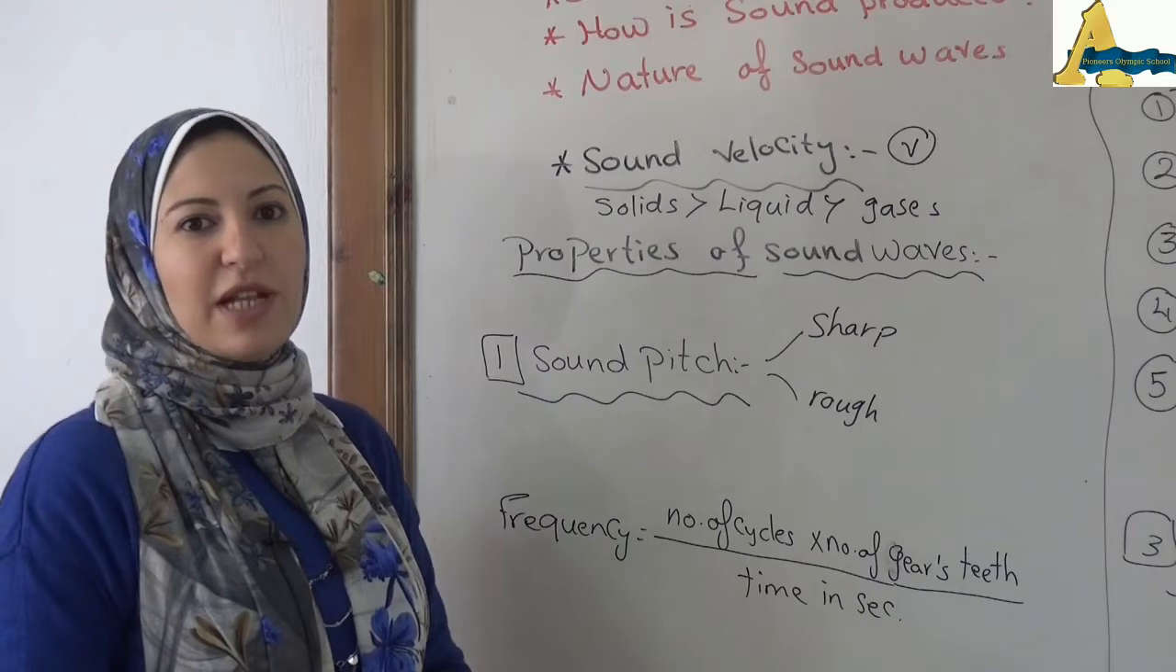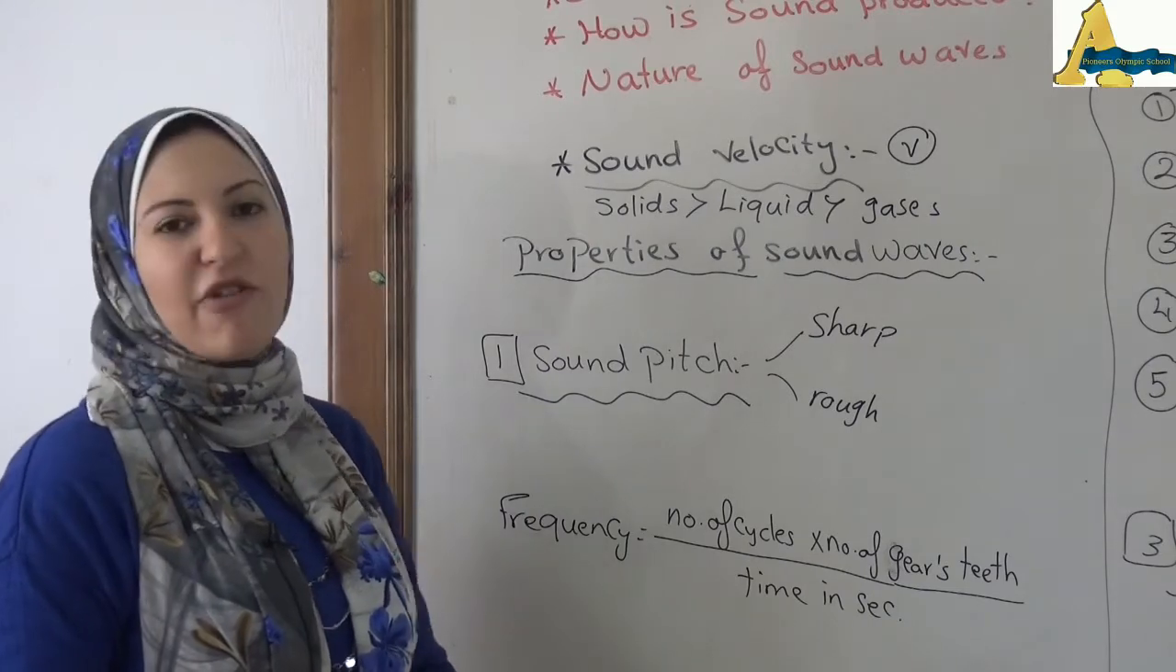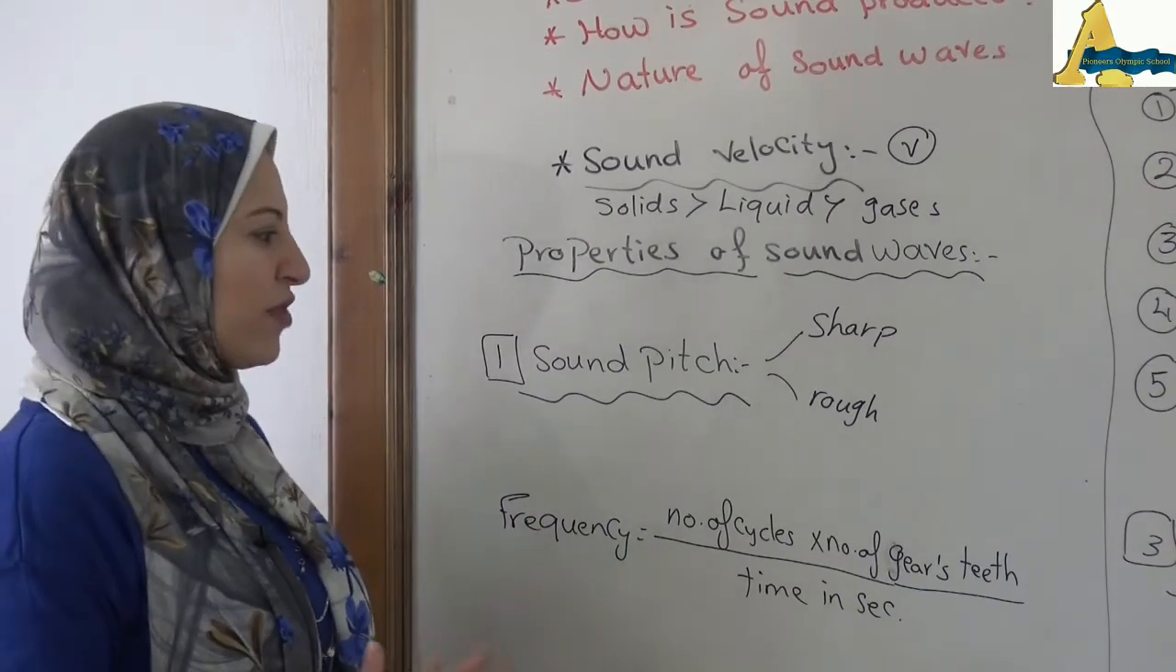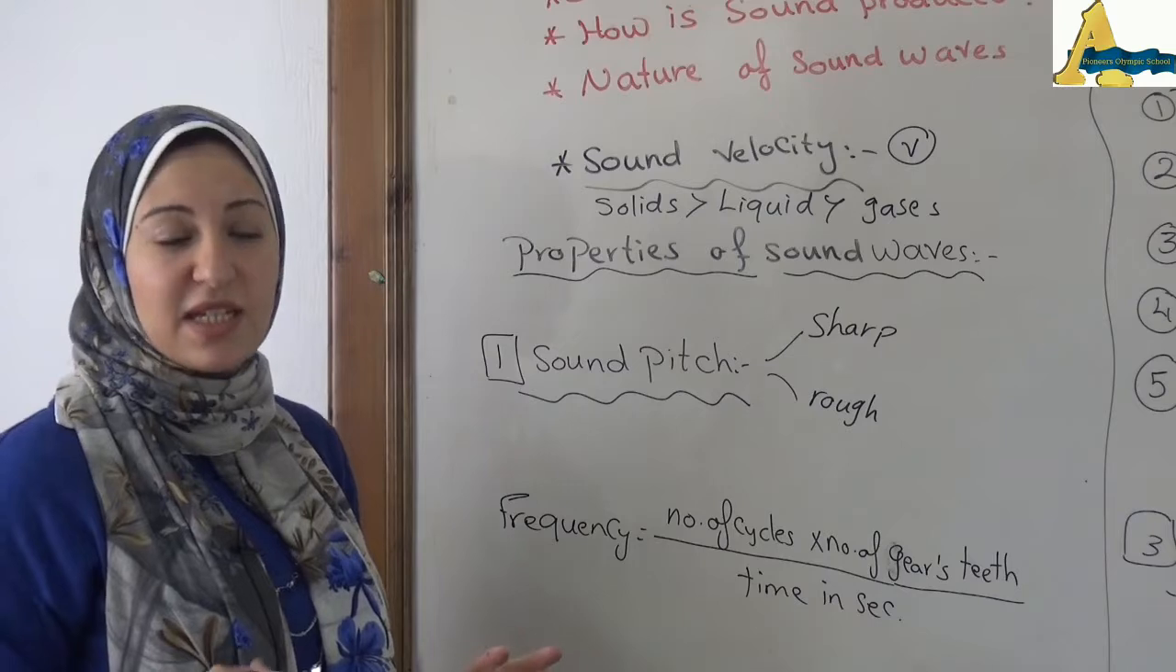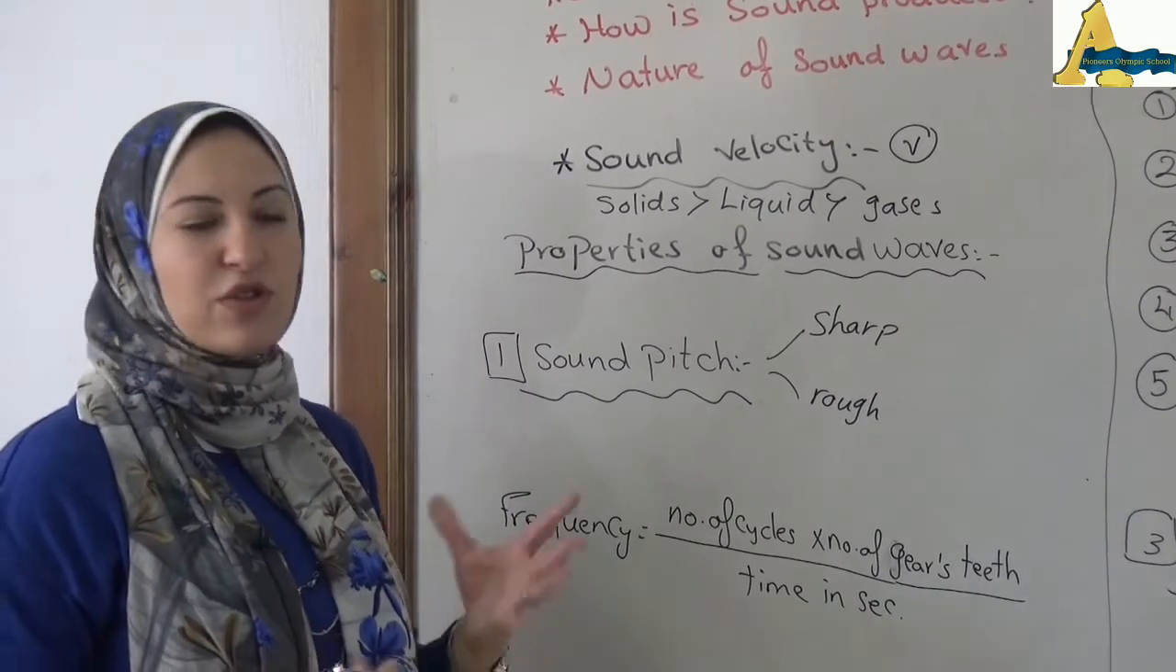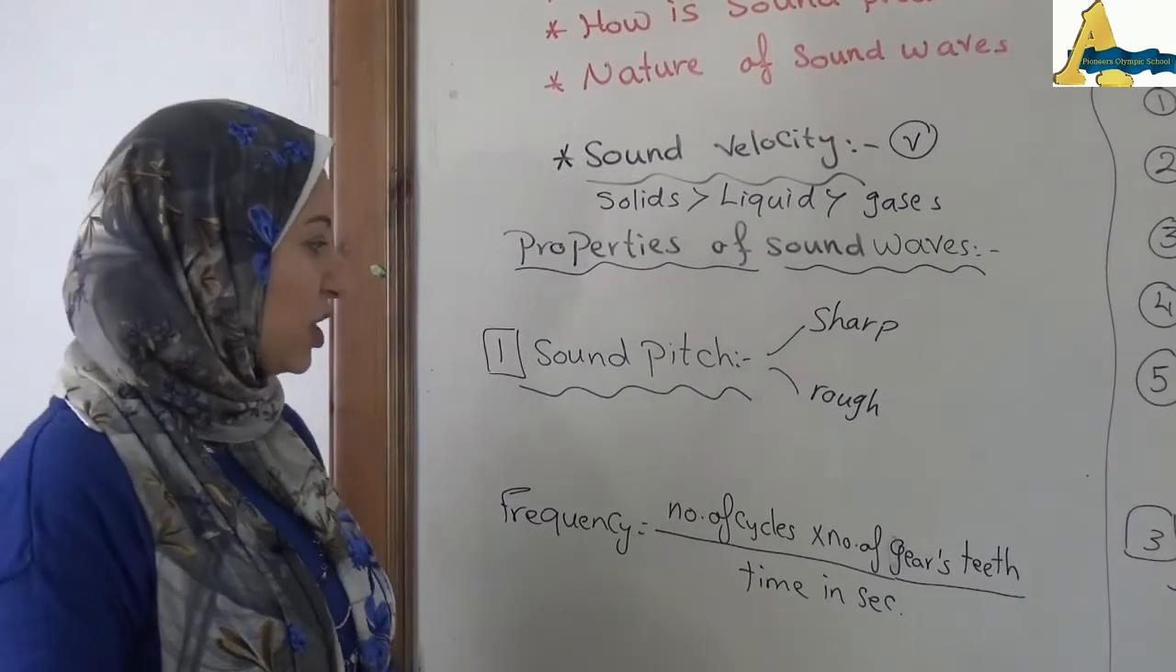We can use Savart's wheel just to determine the frequency of an unknown tone. How can we use Savart's wheel? As we said before, we're going to rotate it till we get the same sound as the tone that you need to calculate its frequency.